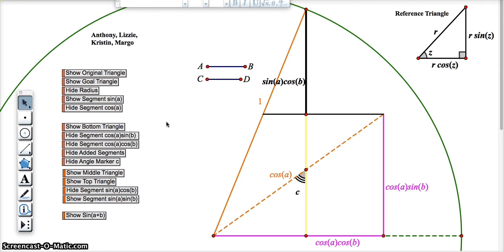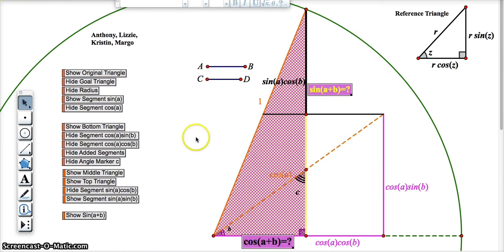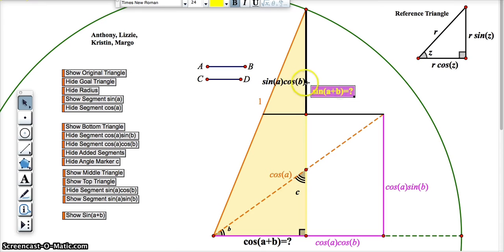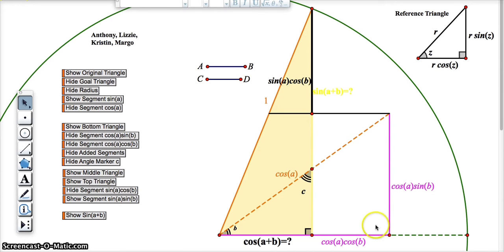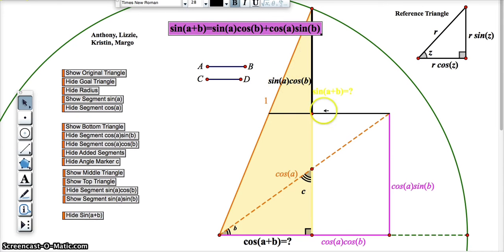Now, let's recall our goal triangle. For this specific triangle, we are interested in finding the sine of A plus B. And according to the reference triangle, we are looking for the length of the vertical leg. We know the bolded part, sine A cosine B, and we know this section is a rectangle. Therefore, we know the vertical sides of the rectangle are congruent. Thus, we know the yellow segment is cosine A sine B. Thus, the sine of A plus B equals sine A cosine B plus cosine A sine B.